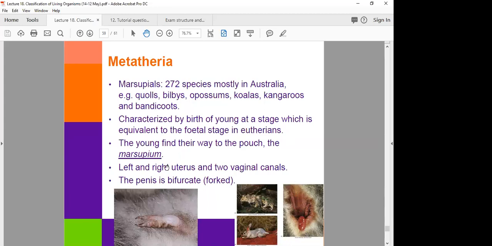Now the female marsupials have a left and right uterus and 2 vaginal canals. The males have a penis that is bifurcate or forked, which you can see in this image here. So some odd characteristics for the marsupials.